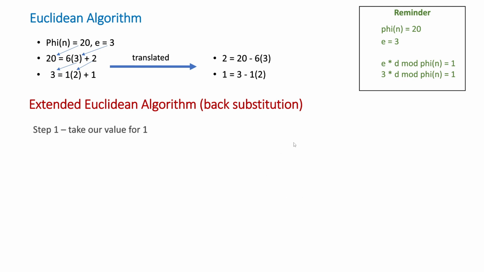But here we go. So step 1, we take our value for r1. What is that? That's this one here. r1 equals r3 minus q1 times r2. That's what we mean by that. It's also just this last equation here rearranged. So we write that down.